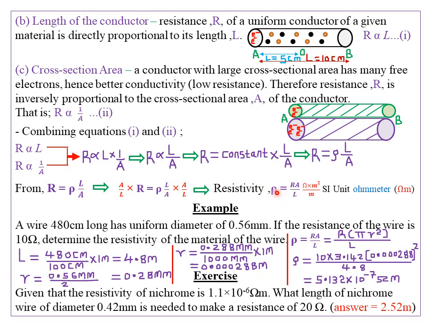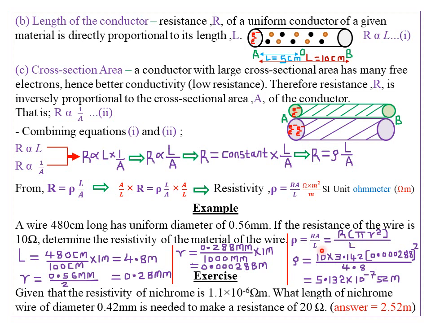From here, resistivity is equal to resistance times area divided by the length. So resistance, we are given the resistance of the material as 10 ohm. Then the area, remember this is a wire and you are given the diameter. The wire is usually in the shape of a cylinder. Therefore, the cross-sectional area is the area of a circle, which is given by pi r squared, then divided by the length of the conductor.